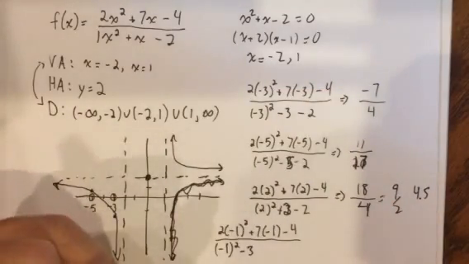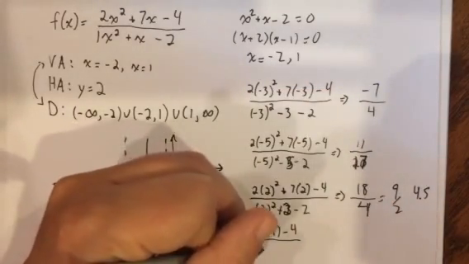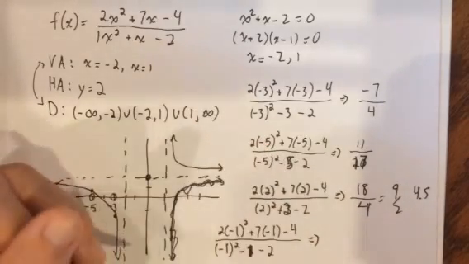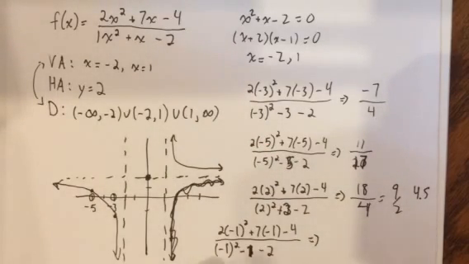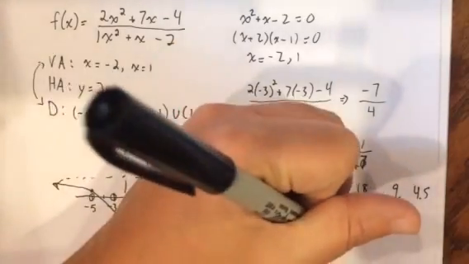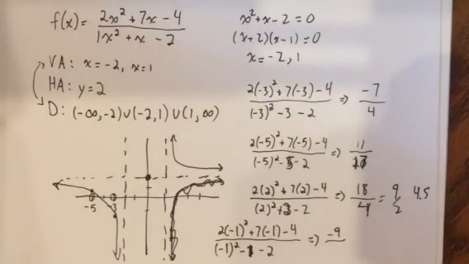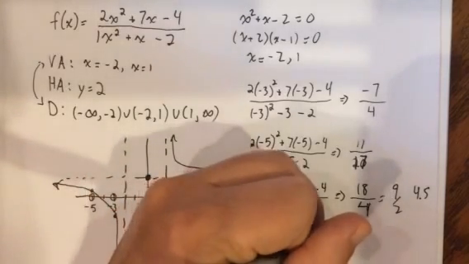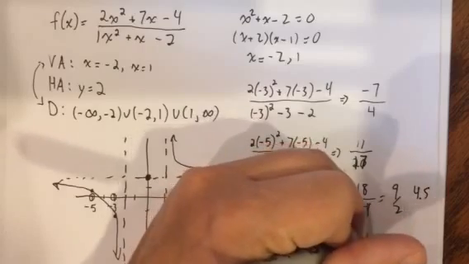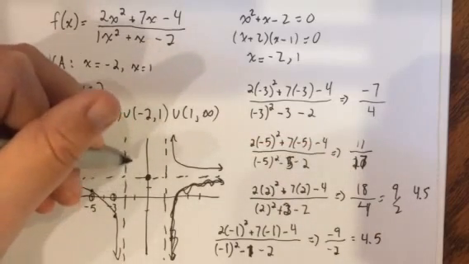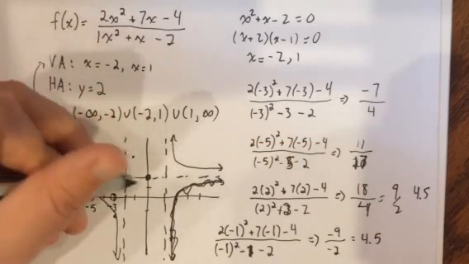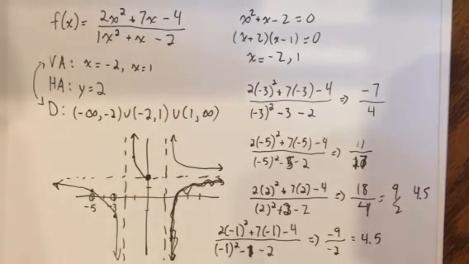Okay, so this would be minus 1, minus 2. So negative 1 squared is 1, times 2 is 2, minus 7 is negative 5, so negative 9. 1 squared is 1, minus 1 would be 0, minus 2 would be negative 2, so 4.5. So somewhere up here. So on this way, it's going like that. Let's see what happens as it's going this way.